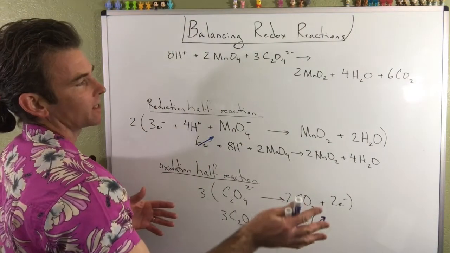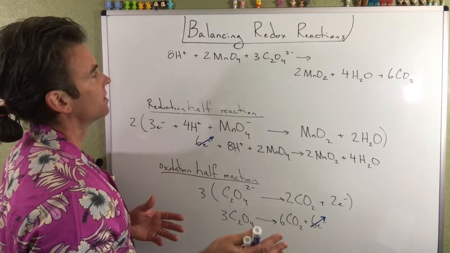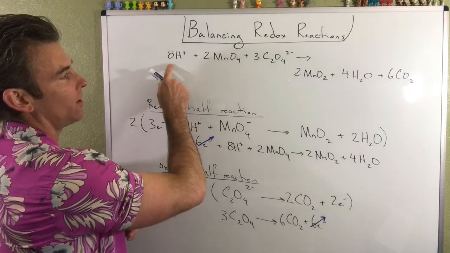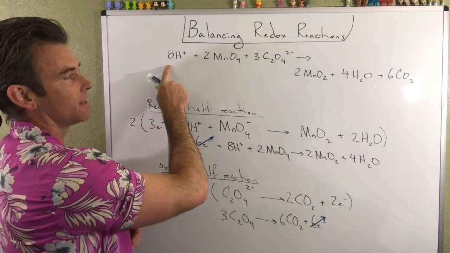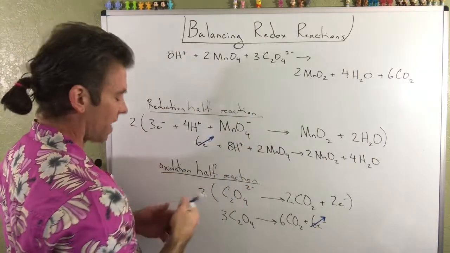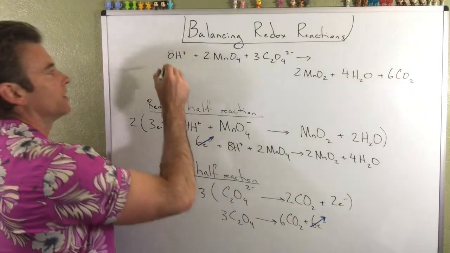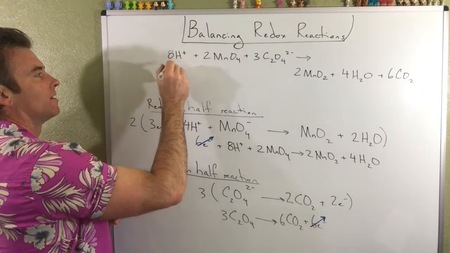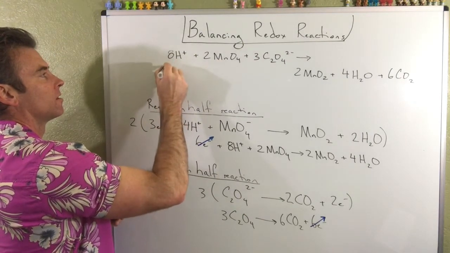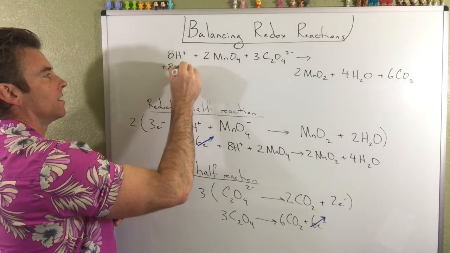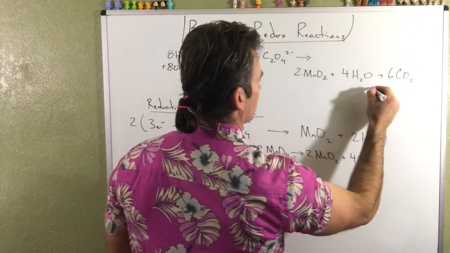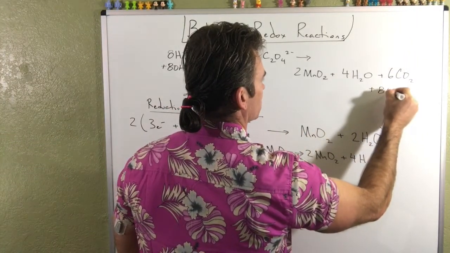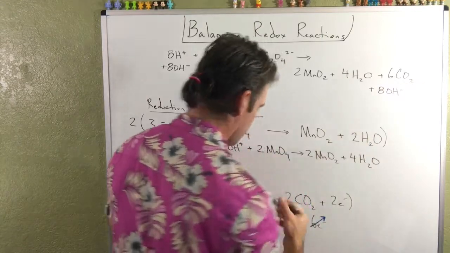So the very next step is we're going to add OH minuses to get rid of all the H pluses. But the thing is, if I add something to one side, I have to also add it to the other. So what I'll do is I'm going to add 8 OH minuses here. And I'll remember that I have to add 8 OH minuses over here.